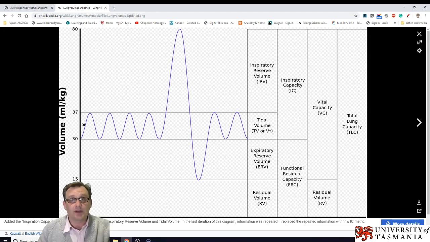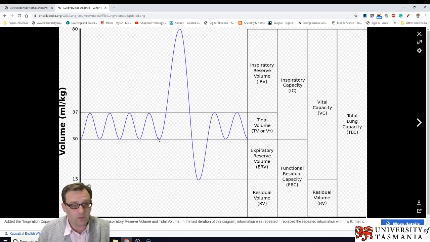Okay, so if we're just sitting at rest, breathing in and out, we have this nice little variation in the volume of our lungs, the amount of air inside of our lungs. And so we can see that as we breathe in, it goes up to about 37 mils per kilogram, and then it comes back down. So that's just a nice, easy breathing rhythm that would be happening at rest. And that's what we call our tidal volume.